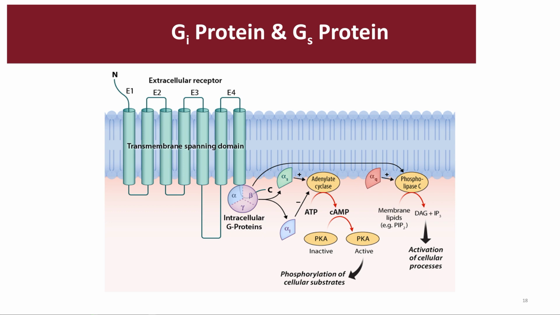That is the G sub S pathway, where you're increasing the availability of cAMP. In the G sub I pathway, it is all the same, except now you reduce the availability of cAMP, therefore it will trigger another cellular response.